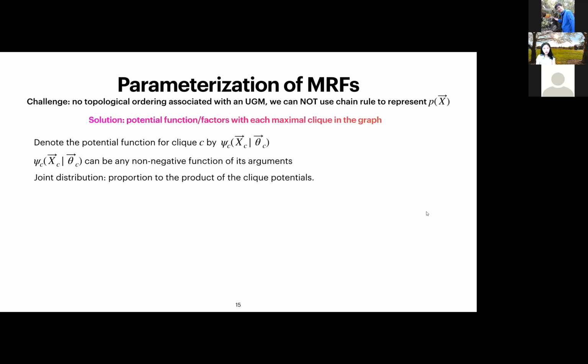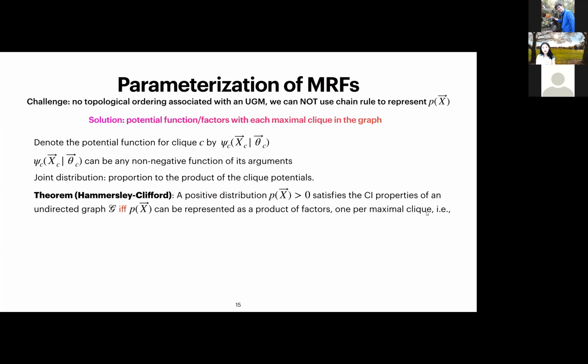Okay. So the joint distribution is going to be proportional to the product of the clique potentials. So you can think about each term in the product as a factor. So what is this really saying? It is saying that I'm factorizing the graph into maximum cliques in the graph.